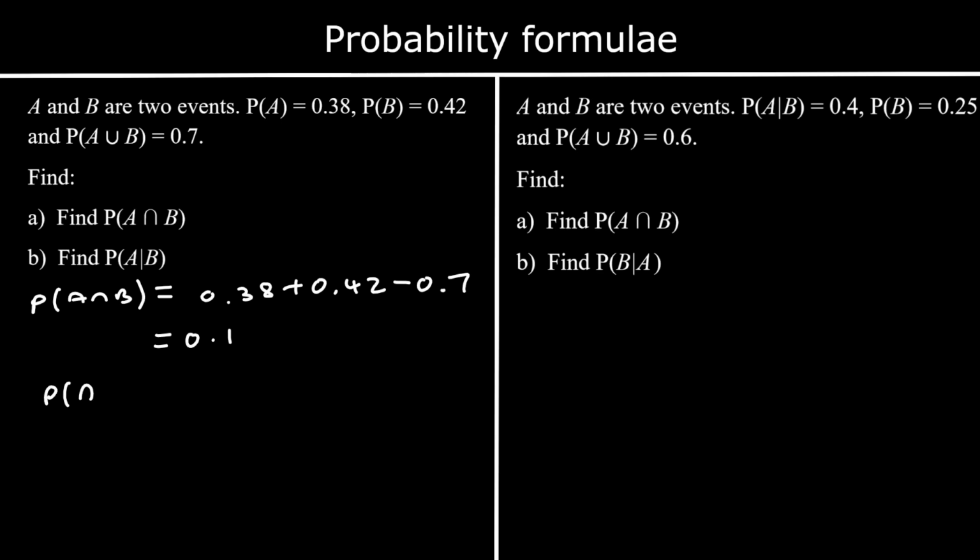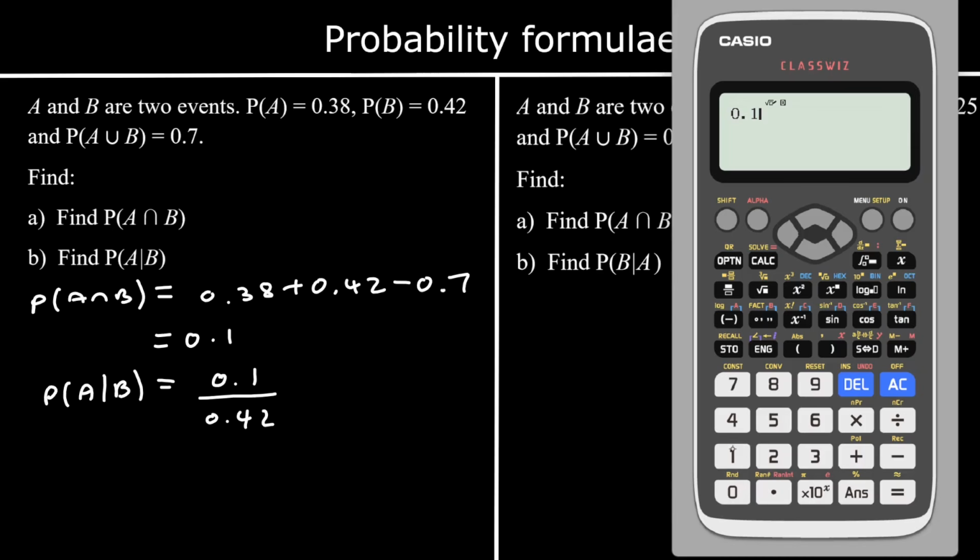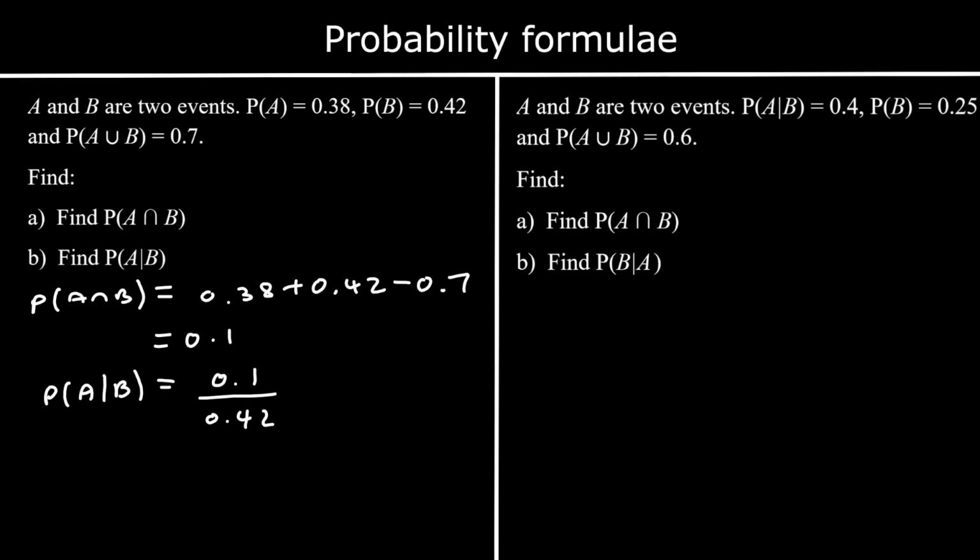Find the probability of A given B, and that's going to be the intersection of A and B divided by what's given, which is B. So 0.1 over 0.42. Let's simplify that. And that's 5/21. 5 over 21. One for you to try. See if you can give it a go.